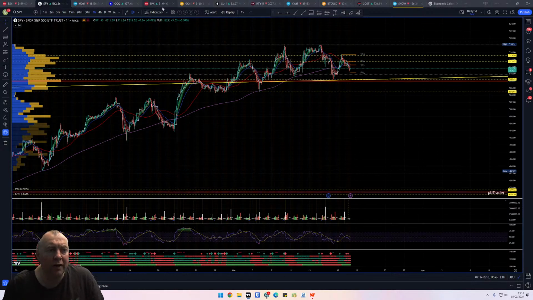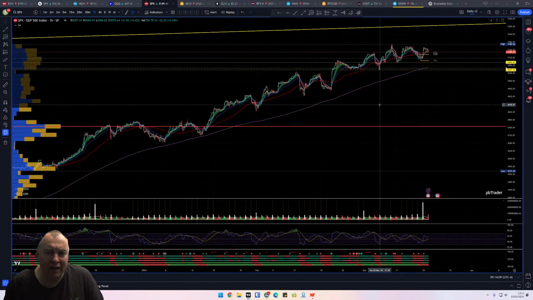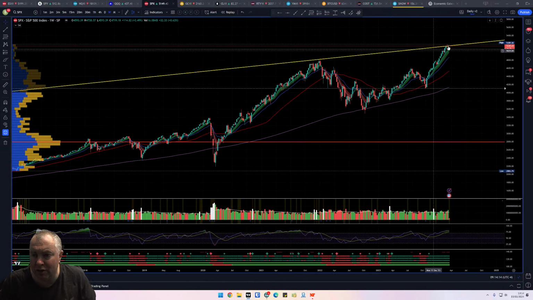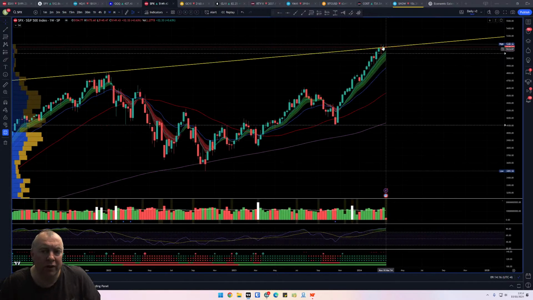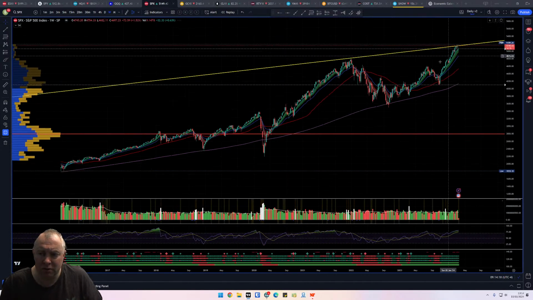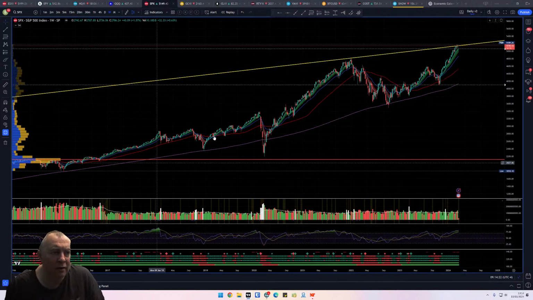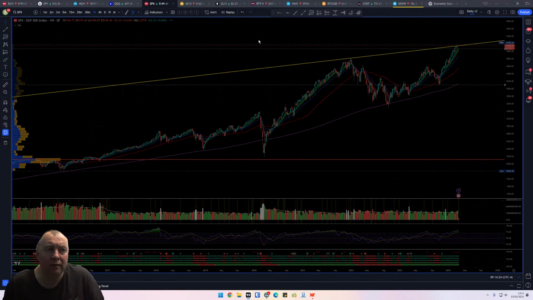But I'll be keeping an eye on SPX, and let's go to the weekly. You can see again on that trend line, we're right on it again, exactly the same as SPY, so far away from the 200, the 50 and the 20, so it's due a pullback, but it's just a matter of knowing when it's going to pull back.